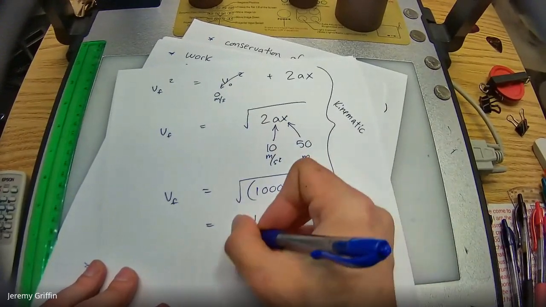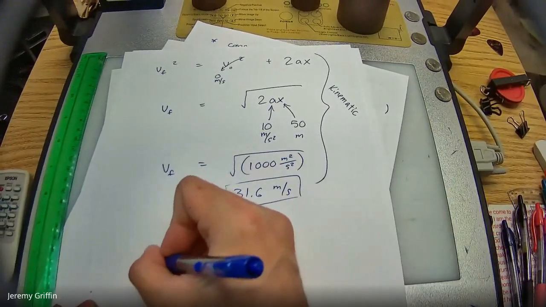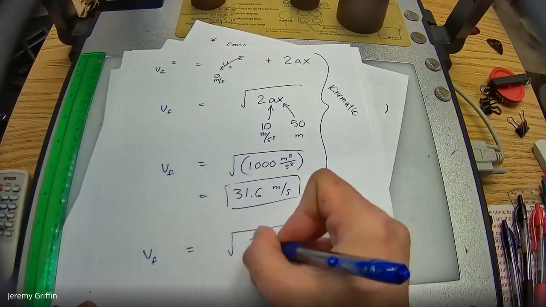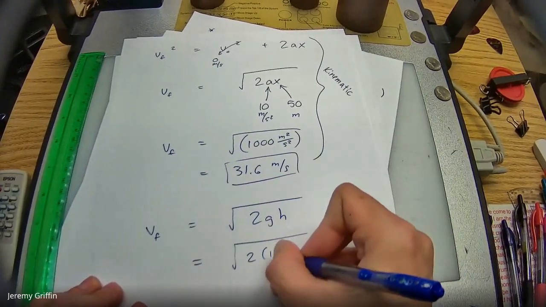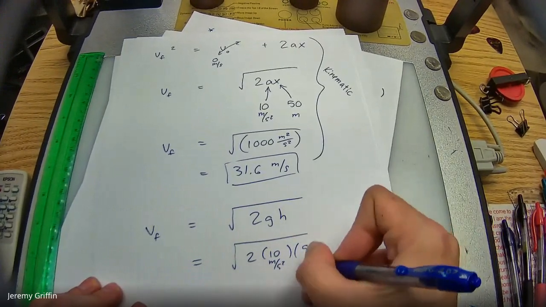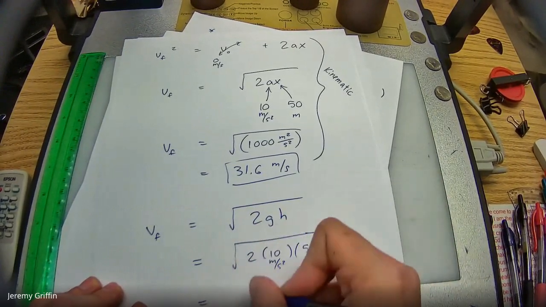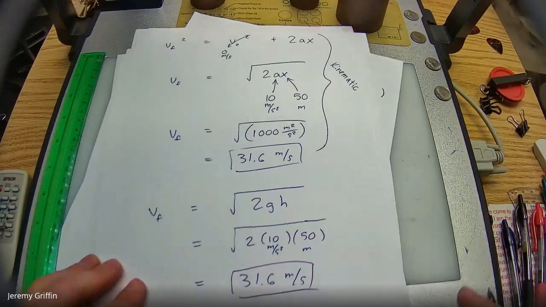per second. Okay. And the new way of doing it is going to be square root 2gh, but that's just the same thing. 2 times 10 meters per second squared, height drop of about 50 meters. So boom, it's the same thing. If you like numbers. Okay.